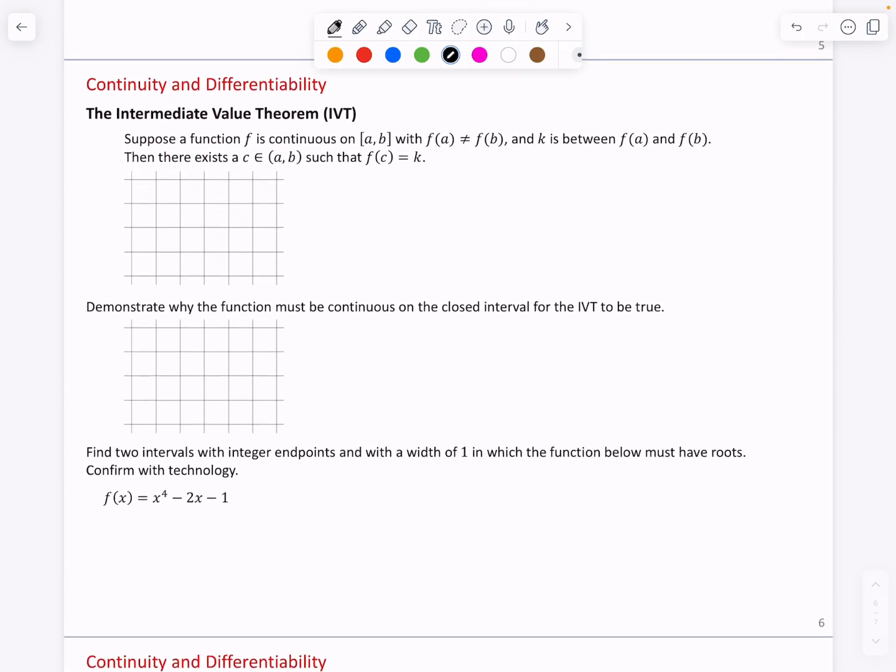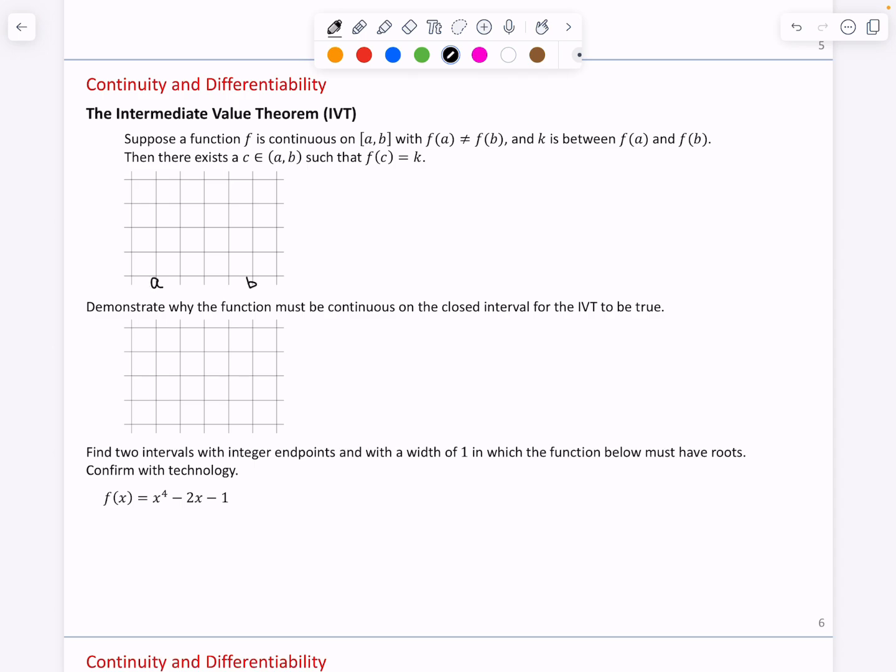The intermediate value theorem. Suppose a function f is continuous on a closed interval, a to b. When I say closed, it means both endpoints are included. Furthermore, f of a and f of b are not the same value, and k is between f of a and f of b. Then there exists some c in the open interval from a to b such that f of c equals k. Now what does this mean? Let's say we have two different x coordinates, a less than b.